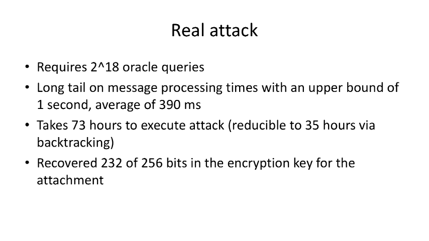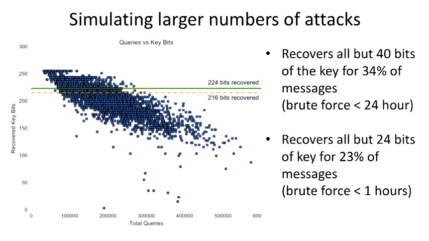But of course, this is on one sample ciphertext that we just happened to pick. And so maybe it's not clear if this attack actually works in general, but unfortunately we can't easily test it a bunch of times. So instead what we did was we wrote an emulator that emulated how iMessage validated ciphertexts. And we actually tested that against the real implementation, and then we ran a huge number of about 10,000 simulated attacks. It turns out that for about 34% of the time we recover all but 40 bits of this encryption key that's in the attachment, and for about 23% of the time we recover all but 24 bits of it.